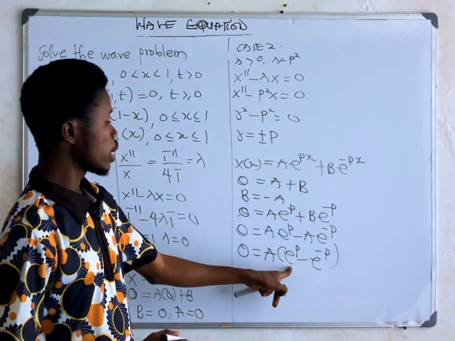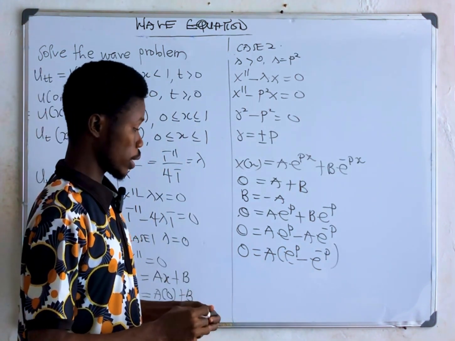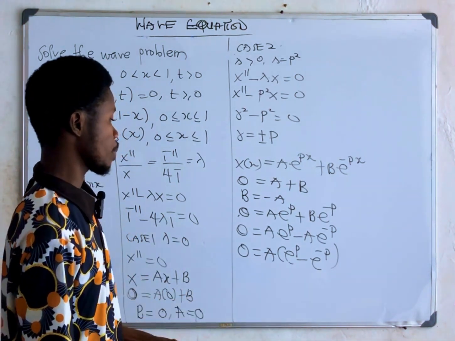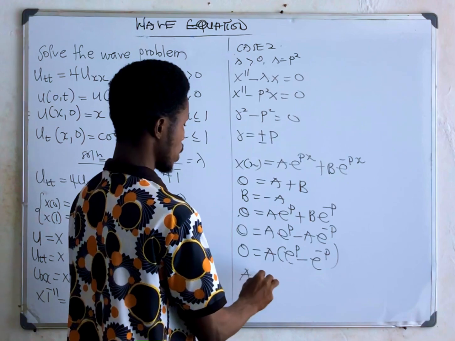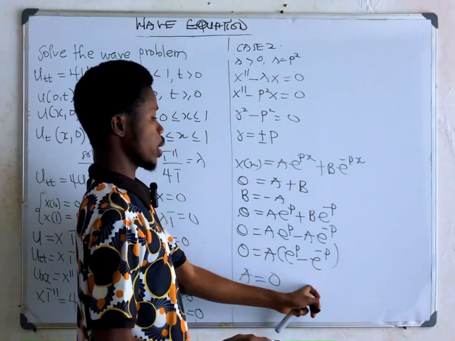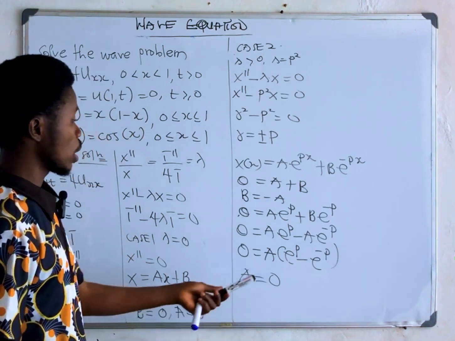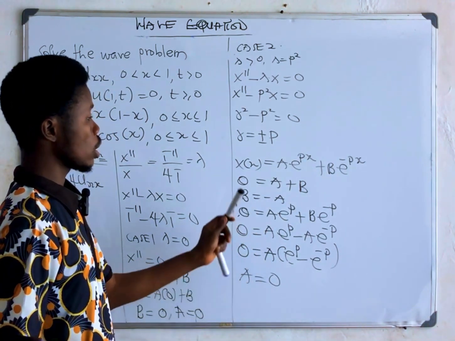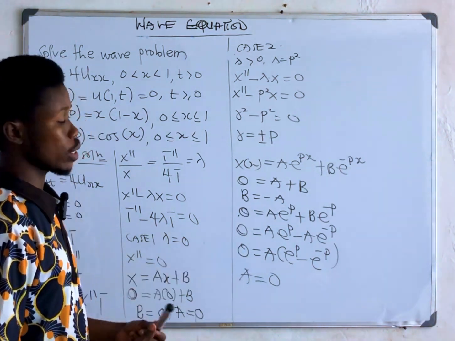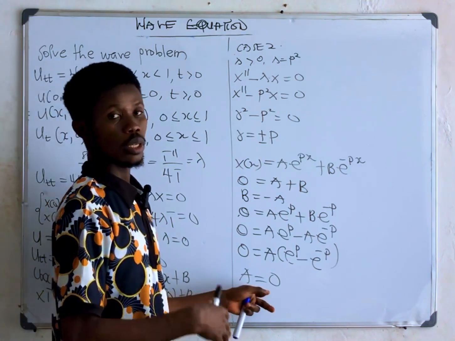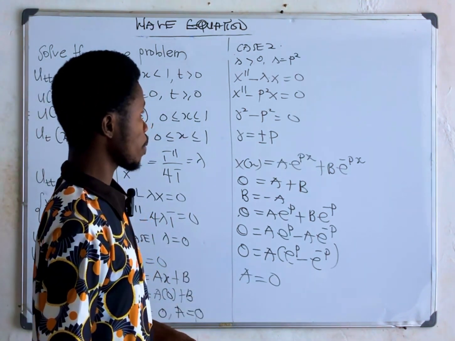Now for this case, there's no way that this condition, in fact, exponential function can go to 0. It can never happen. So the only way we can say is that a is equal to 0, but e to the power p minus e to the power negative p is not equal to 0. If a is 0, automatically b also becomes 0. Have you seen that? So when that thing happens, we say that this is also yielding a trivial solution. So we move on to case number 3.